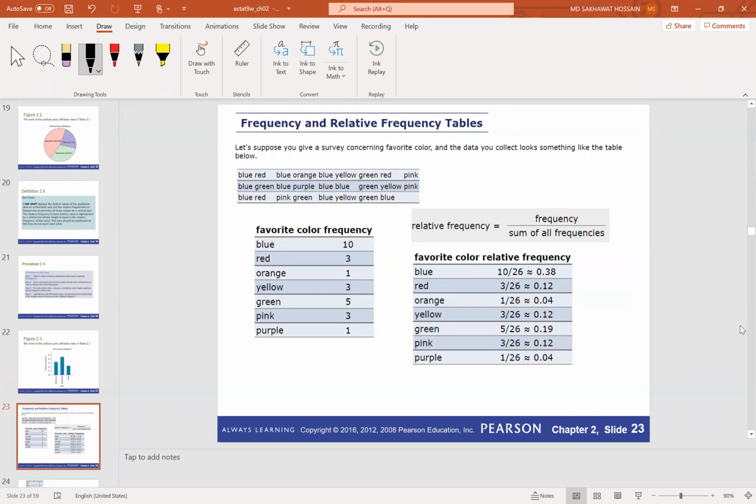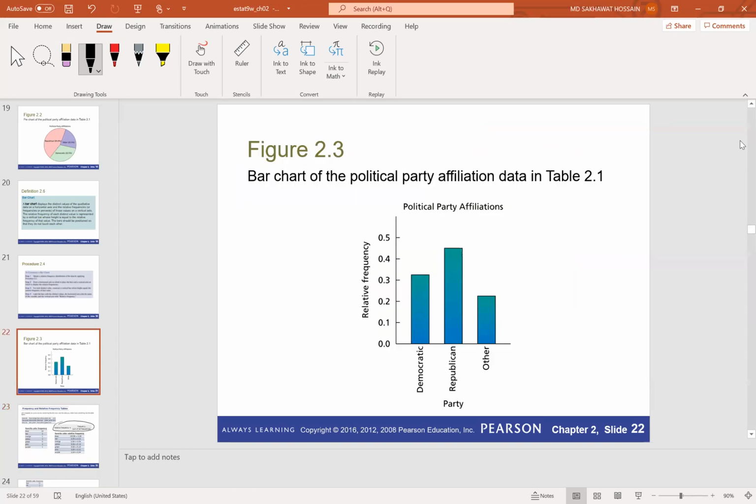So here, this is the relative frequency. Relative frequency equals frequency divided by the sum of all frequencies. That means the denominator will be the total frequency, or total number of observations, and the numerator will be the frequency corresponding to each value. Okay, so we'll go over an example.